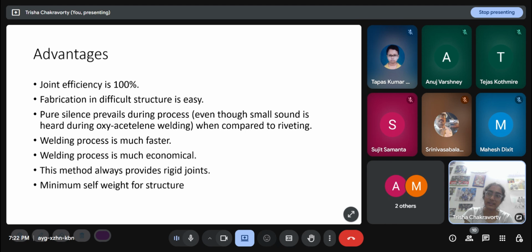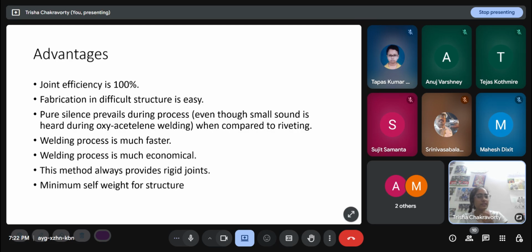In a bolt, the tightening of the bolt is an important factor in determining whether the bolt is going to function or not. But in a weld, if you have managed to make a weld, the joint efficiency is 100%. Bolt efficiency is not 100% most of the times. Fabrication in difficult structures is easy. Pure silence prevails during the process, even though a small sound is heard during oxyacetylene welding, compared to riveting.